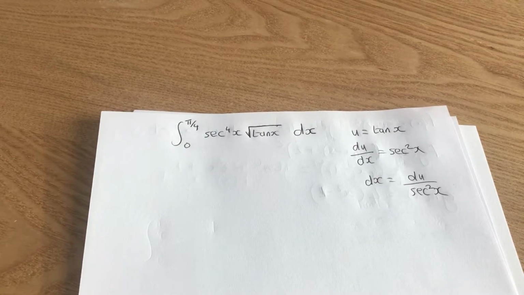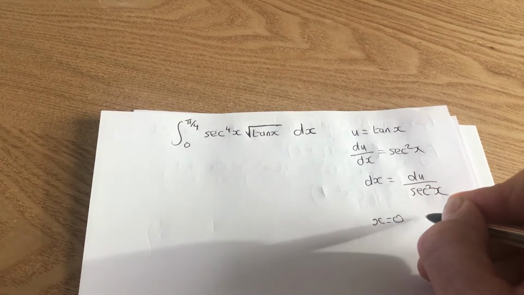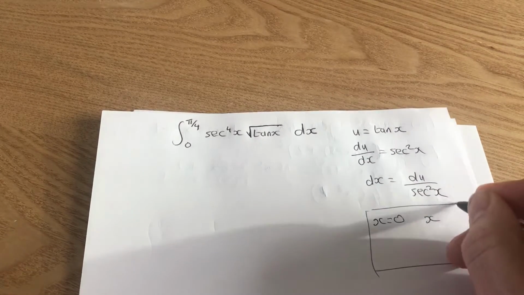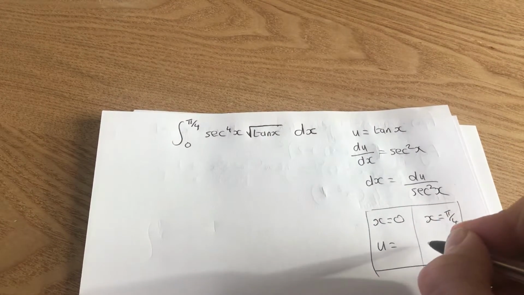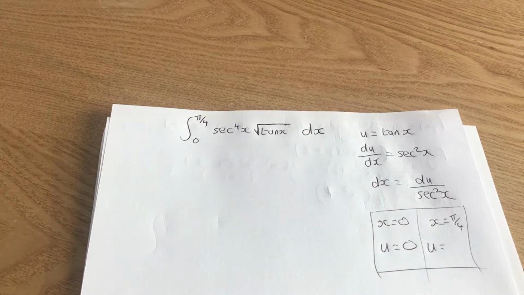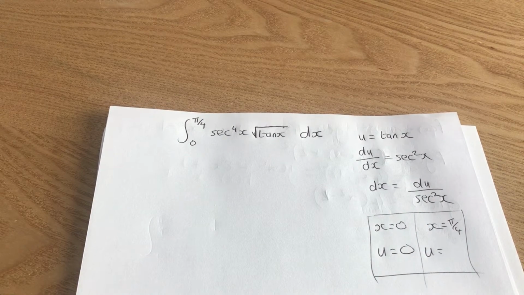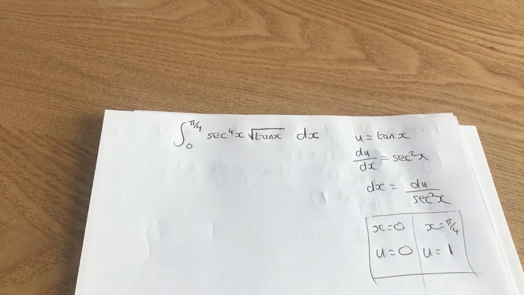Something else important here is we have limits. Those limits are in terms of x. We have x equals 0 and x equals pi over 4. So I really want those in terms of u for when I change the variable. I'm changing from x to u. So when x is 0, tan of 0, u is 0, so that's a nice one. Tan of pi over 4, or tan of 45 degrees, if we're thinking in degrees, is 1. So we've got quite nice limits there.